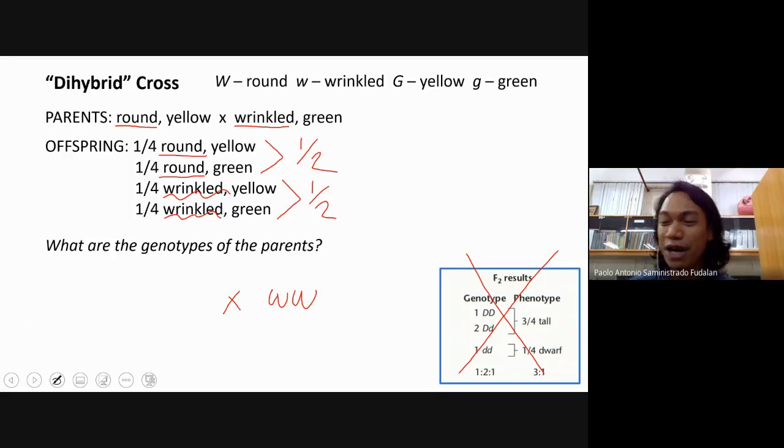So the answer a while ago, your small w, is correct. But the problem is, what about the round on the other parent? What do you have to cross with small w to get one half round? So if you do trial and error, what will I do? What about big W, sir? Is it okay if we use big W, big W?